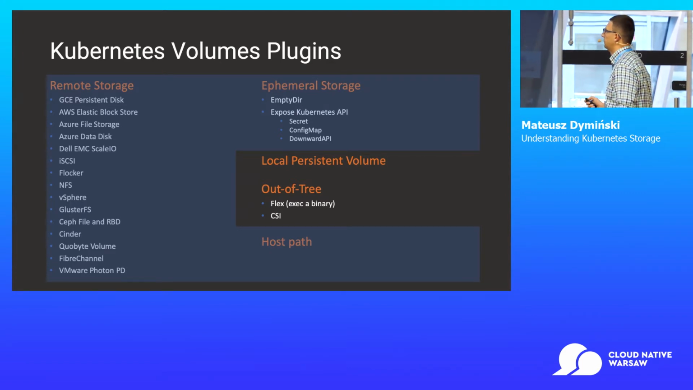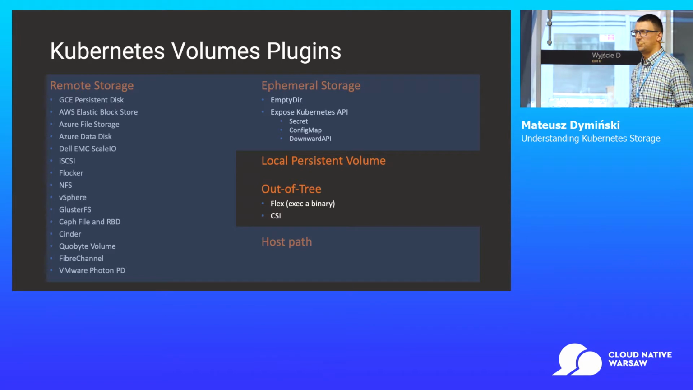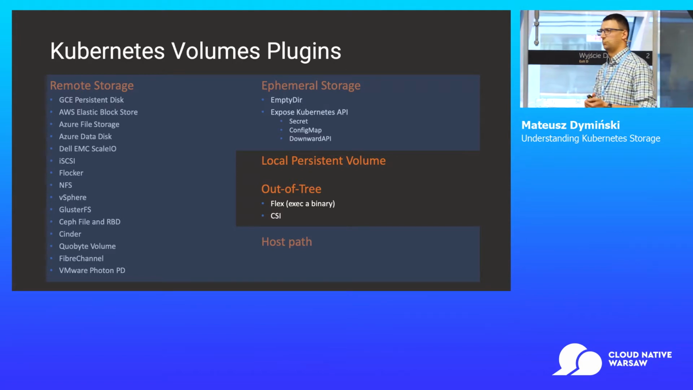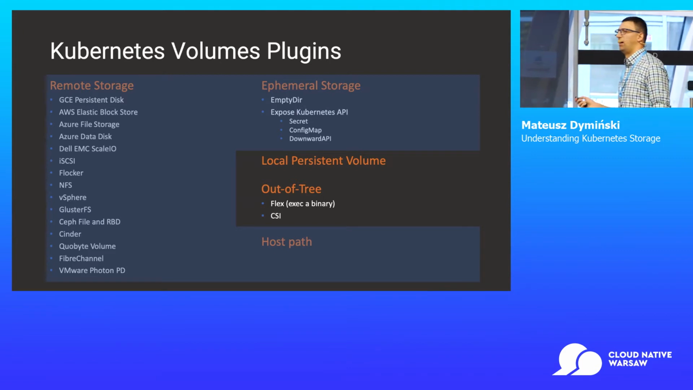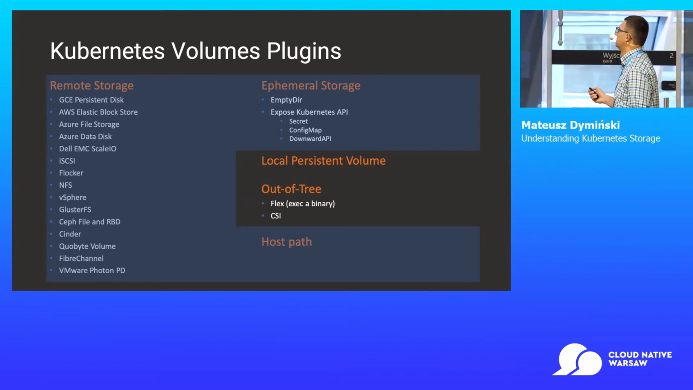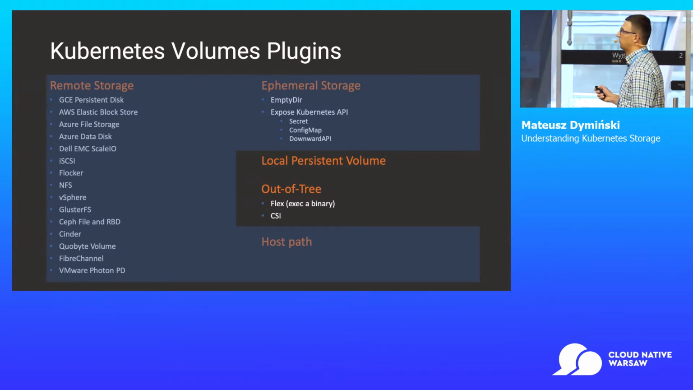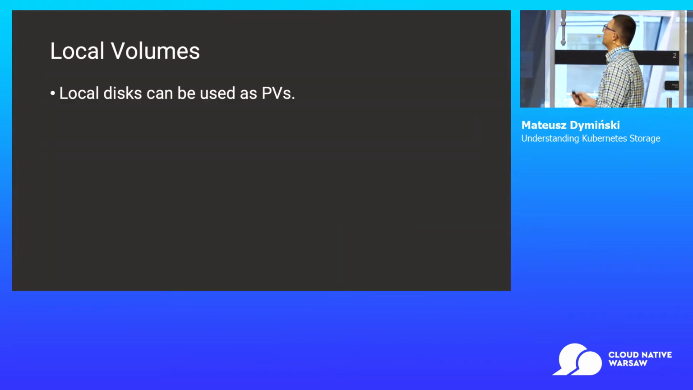There's also hostPath, which is a really nasty thing and don't use it at all, to be honest. Maybe if you know what you're doing, then it's okay, but nevertheless, it's not recommended to use it in production code. So we've got a local persistent volume, and out of three, which I guess we're going to talk about, the CSI. So local volumes.